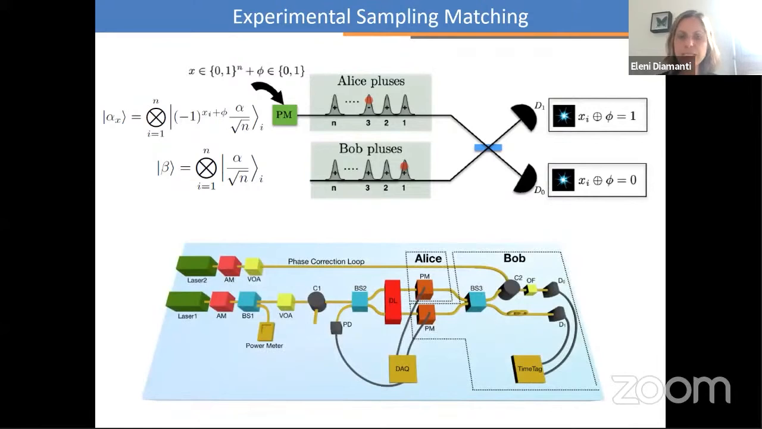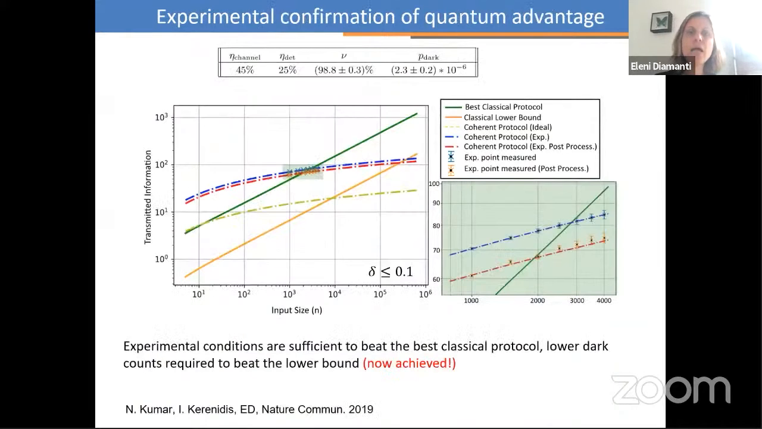So this is how the experimental setup looks like. There is a phase correction loop coming. I should also point out that this is a proof of principle implementation in the sense that Alice's and Bob's pulses come from the same laser and not from separate lasers, which normally in this type of scenario should be the case. This is a common arrangement that many of these works are doing up till now, to ensure very good visibility at the interference. And so what is the confirmation of the quantum advantage?